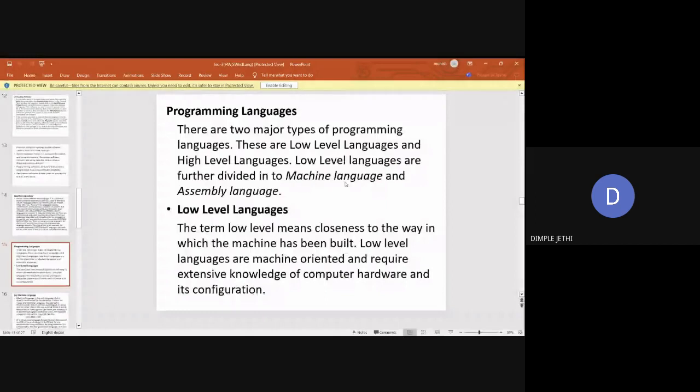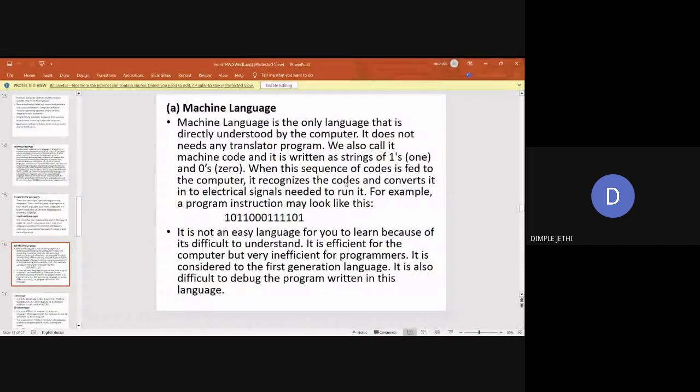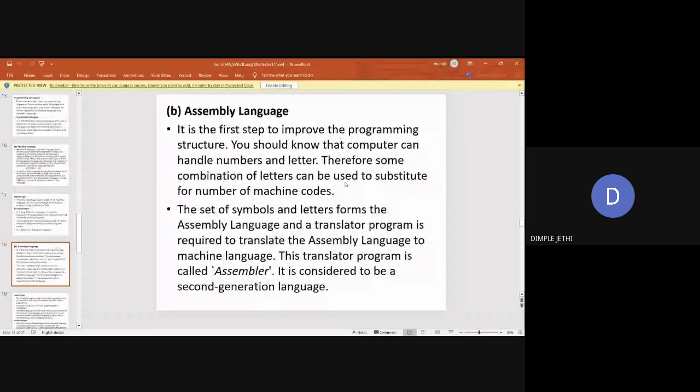Now, after that machine language, then came assembly language. Assembly language means machine language plus some English-like codes, you can say, right? So it made it a little easier for the programmer to write codes. Okay, because it used some English-like words like add, move. So they could substitute a number of machine codes using these words.